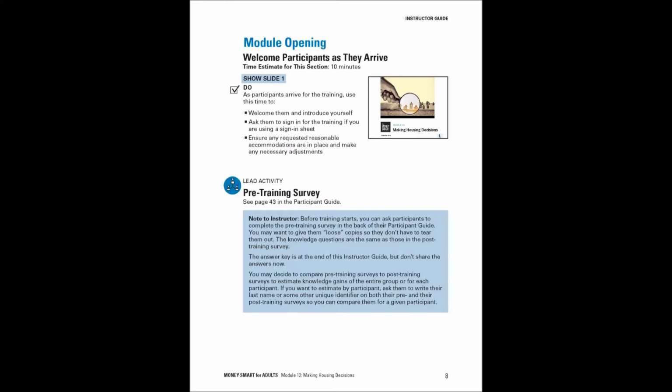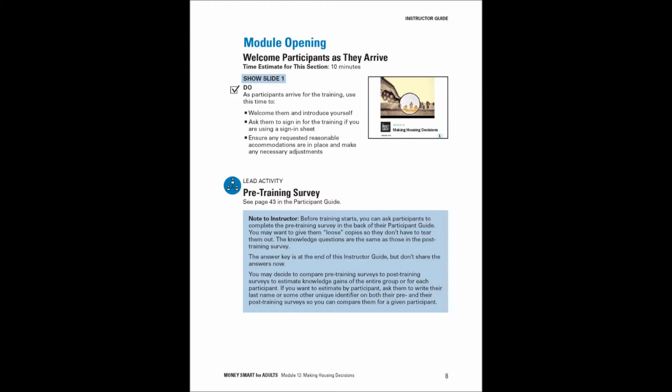As you open up the training, you're going to welcome people as they arrive. And you see the welcome screen there on slide number 1. You're going to make sure that you introduce yourself, ask people to sign in to the training, and ensure any requested reasonable accommodations are in place, and of course, make any necessary adjustments.